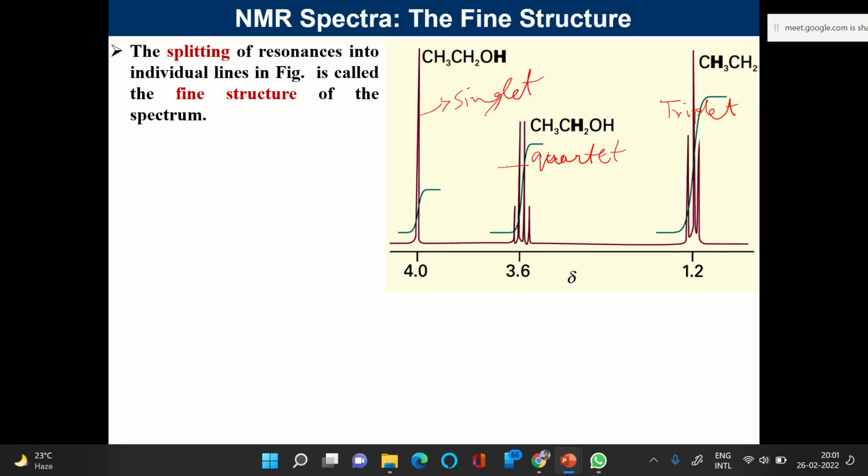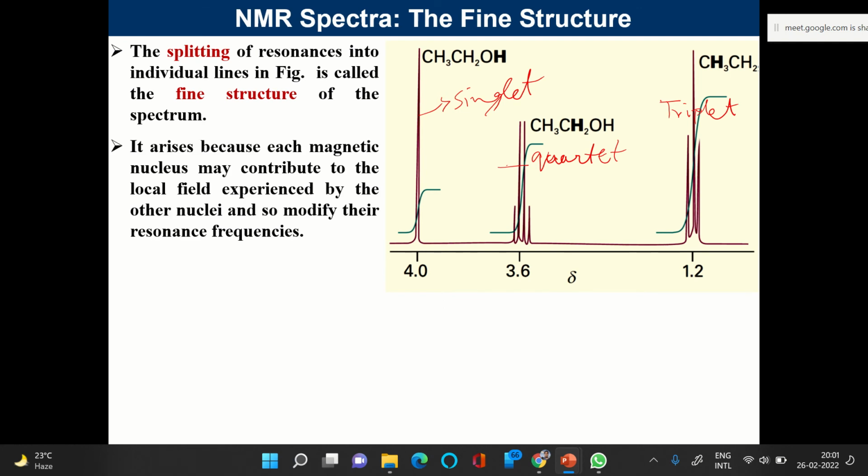So methyl, methylene protons, and then the hydroxyl proton. They appear at 3 different values of chemical shift, and there is a clear splitting pattern that we can see. Okay, so how does this splitting occur? We focus our attention on why this happens. And so basically it arises because you have two nuclei at two different locations.